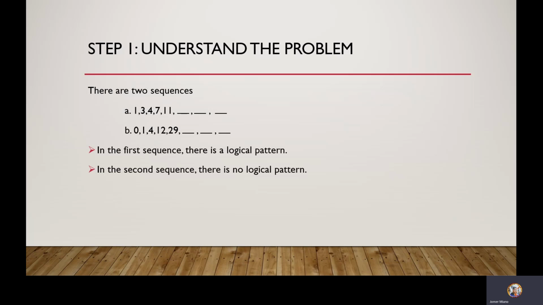We will apply the Polya's 4 steps to solve this problem. So, step 1, understand the problem. There are two sequences. Letter A, 1, 3, 4, 7, and 11. And letter B, 0, 1, 4, 12, 29. In the first sequence, there is a logical pattern. So, napansin naman natin na meron siyang pattern. And in the second sequence, there is no logical pattern.